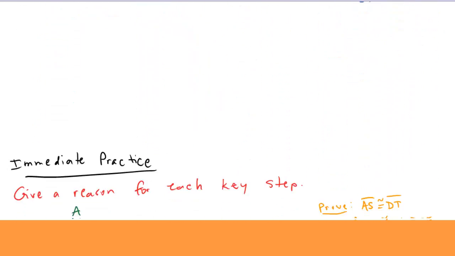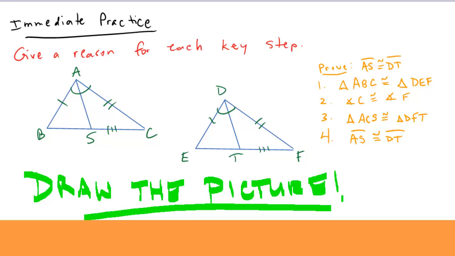Here is your immediate practice problem. Same idea as that example, and I've written at the bottom of the screen, draw the picture. If you do not draw the picture in your notes, you will lose points for your notes. Draw the picture. On the right hand side in orange are the key steps, 4 key steps. You're trying to show that AS is congruent to DT. You have 4 key steps. You're giving a reason for each key step.